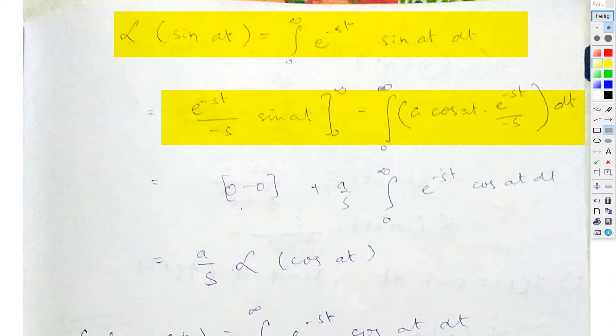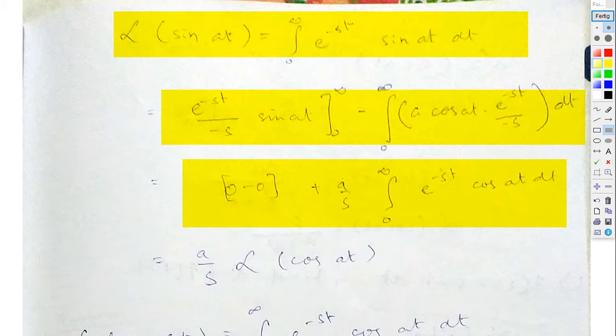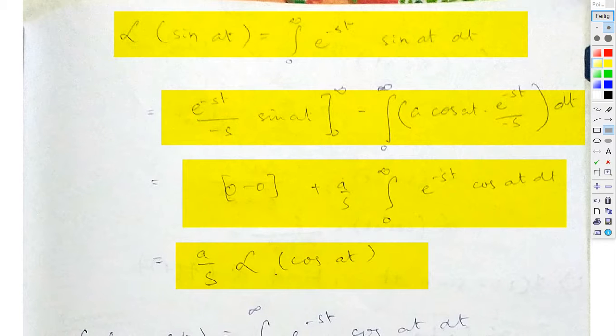By putting in the limits here we get 0. So a by s equals the integration from 0 to infinity of e to the power minus st times cos at dt. This is the Laplace transformation of cos at, so a by s times the Laplace of cos at is related to the Laplace of sin at. That is the relation between the Laplace of sin at and cos at. But we need to find the individual Laplace transformations of sin at and cos at.